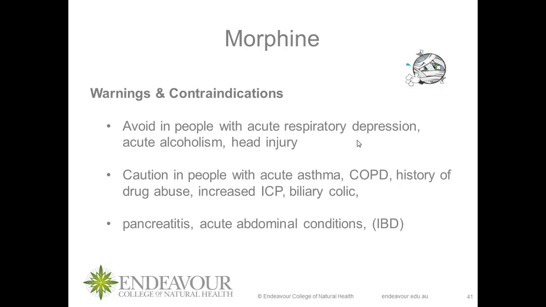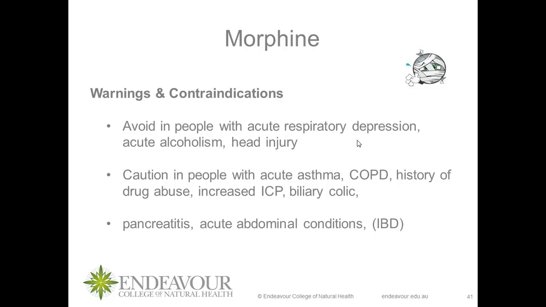So then once you have a look at the pharmacodynamics and the pharmacokinetics, you're able to work out where it might be used with a warning or where it might be an actual contraindication. Morphine would be used with caution, so avoid, in people with acute respiratory depression. You'd also avoid it in people who were acute alcoholics, or where there was a head injury that would also perhaps lead to a respiratory depression.